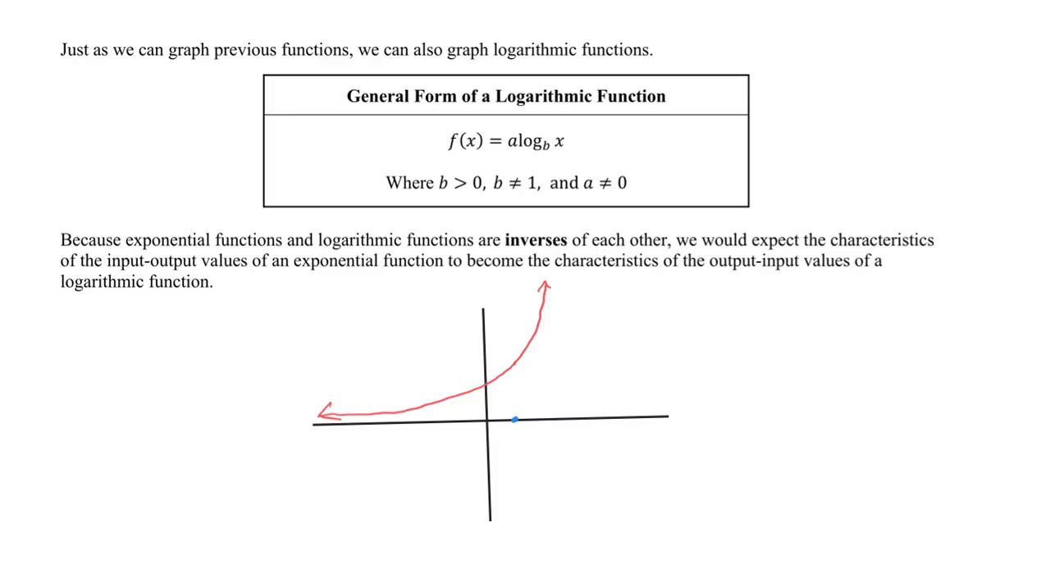If you remember from an earlier lesson, we said that the graph would be reflected across the y equals x line, okay? So that looks like it cuts it in half a little bit. So our logarithmic function would look like this, okay? So exponential function, logarithmic function, they are inverses of each other.